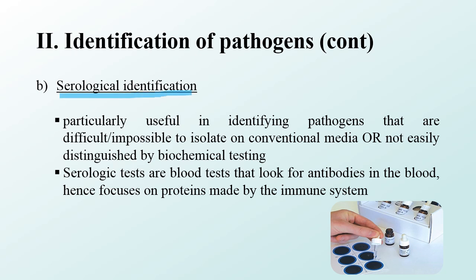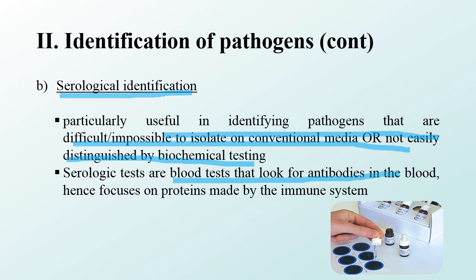Okay, next is serological identification. This is useful in identifying pathogens that are difficult or impossible to isolate on conventional media or not easily distinguished by biochemical testing. This test is based on the blood test that looks for antibodies in the blood and focuses on proteins that make up the immune system. I will upload the video in the e-learning, so perhaps you can watch it to know more about the serological identification.